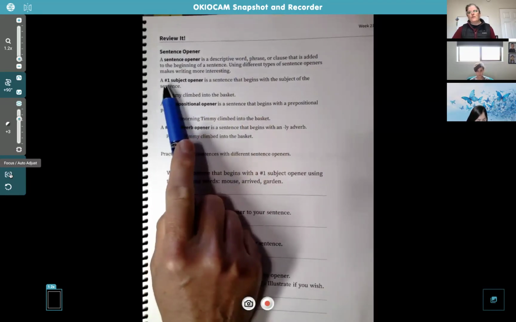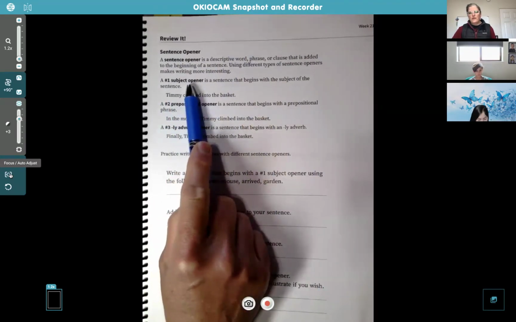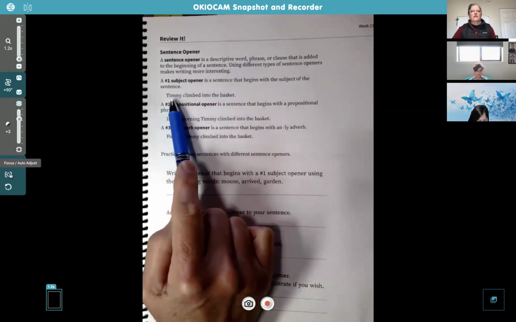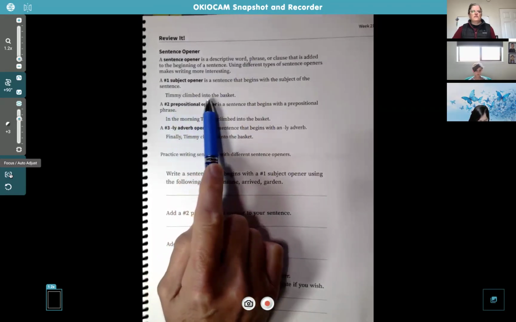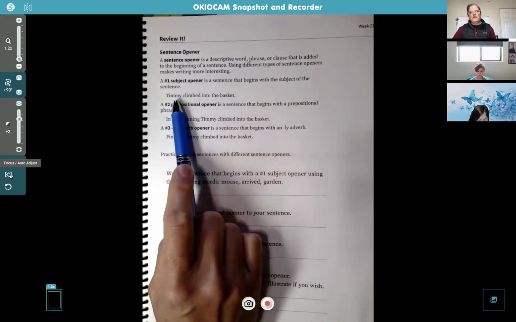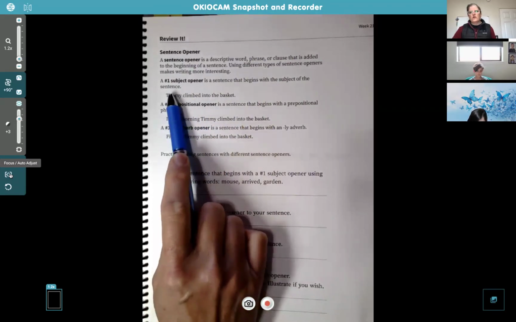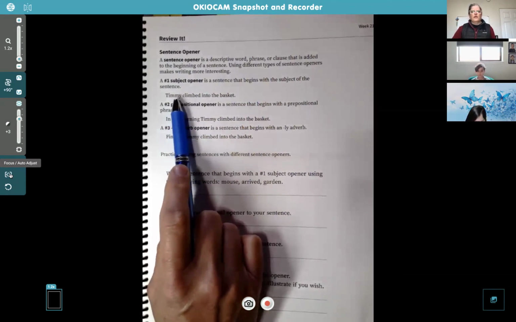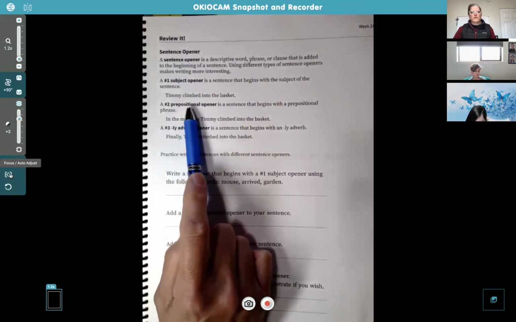The first one, and number one, is a subject opener. And it's a sentence that begins with the subject of the sentence, like this one. Timmy climbed into the basket. So Timmy is the subject of the sentence. So this is a subject opener. And sometimes, you guys know this, there's an article and maybe an adjective before the subject, but that's still considered a subject opener.